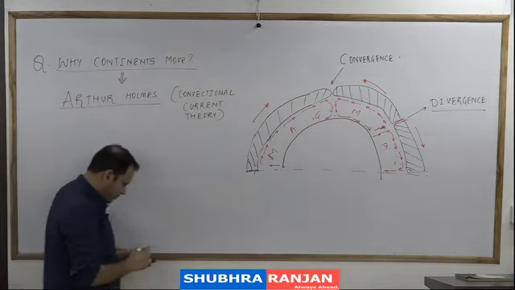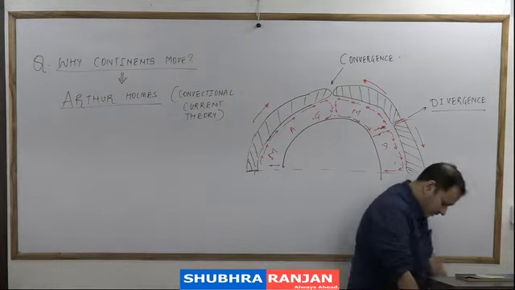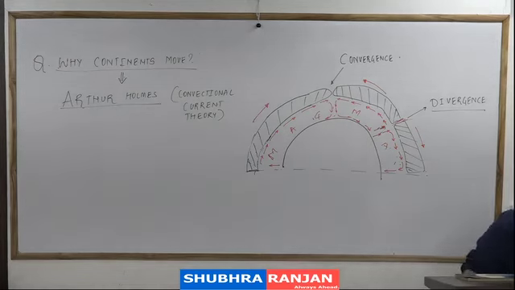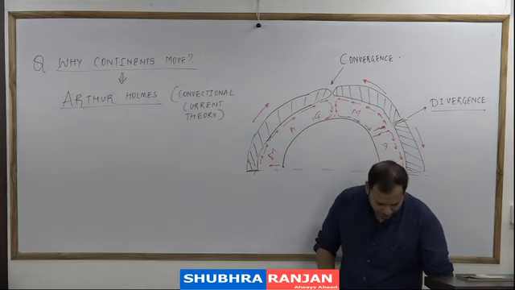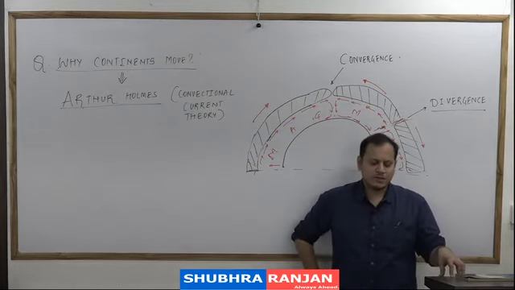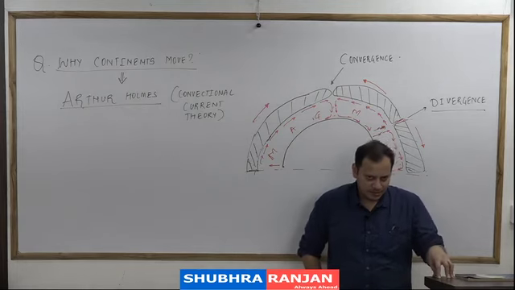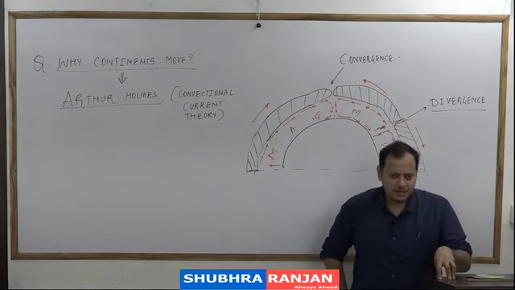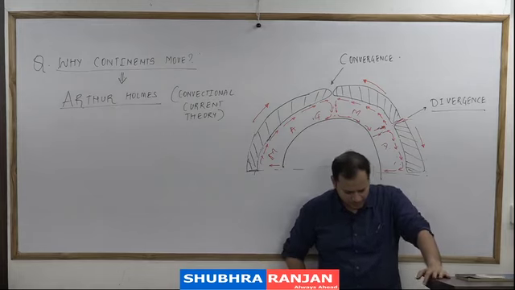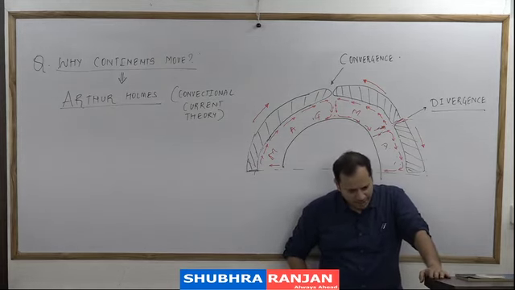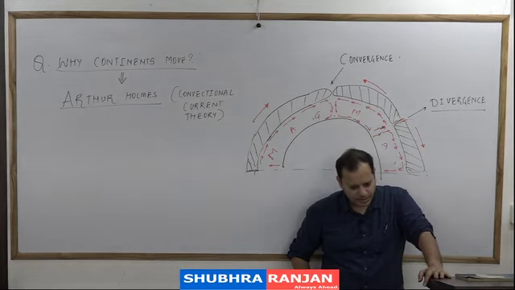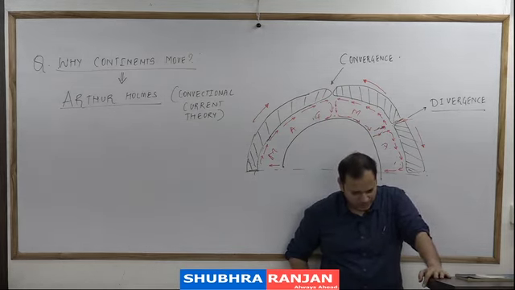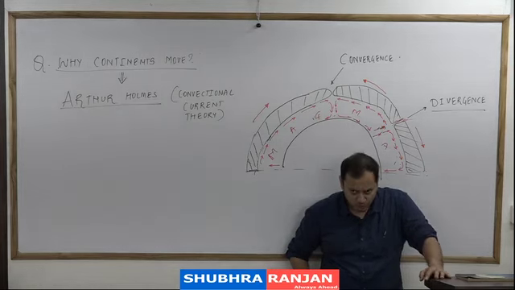Convectional current theory thus explains why the continental land masses as well as oceanic crust moves or drifts.